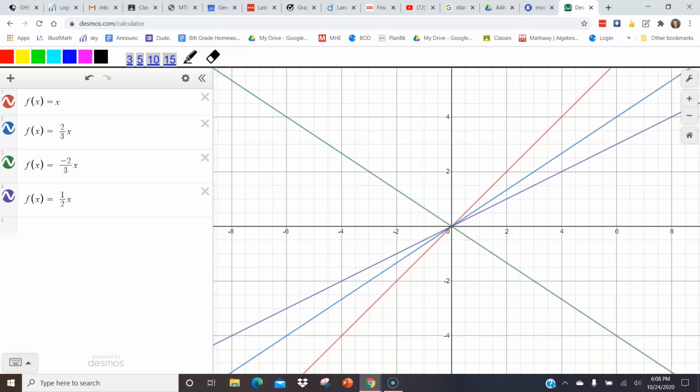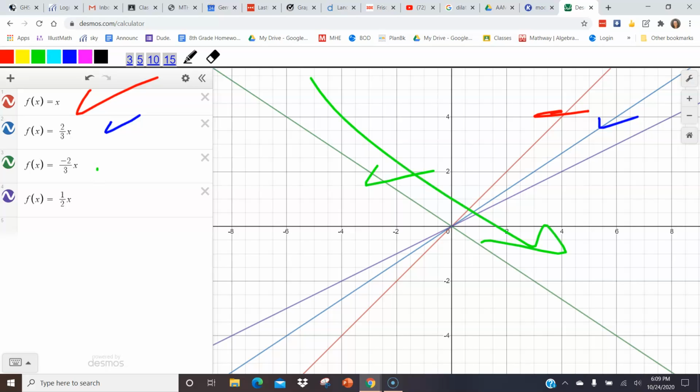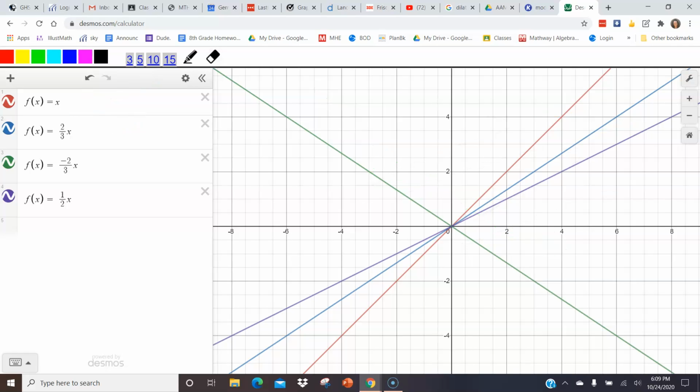Our parent function, this is f of x. Good. 2/3 x. I want to go up a little, go down a little bit. There I have my 2/3 x. Now, the exact opposite of that is my negative 2/3 x, and it's going a different direction. The slope is going down from left to right. You'll notice all these other slopes are going up from left to right. This one's going down from left to right. Let's take a look at what happens.